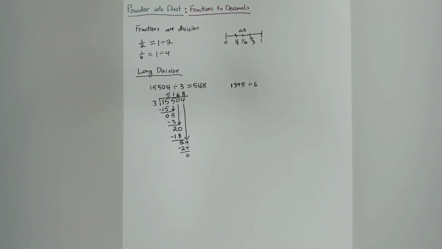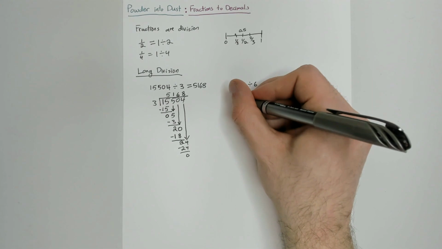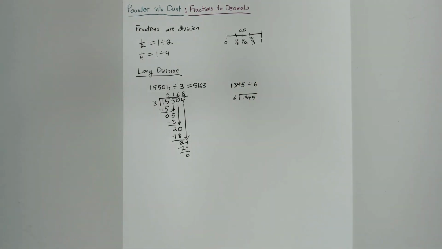Alright, so now let's do an example where there's going to be a decimal involved. Alright, so let's do 1,345 divided by 6. So the dividend is 1,345 and the divisor is 6, so we set it up like this, and we do the same process.